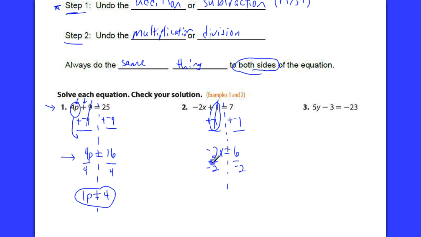All right, there's negative 2 divided by negative 2. That's your 1 right there. There's x. All right, and 6 divided by negative 2. 6 divided by negative 2 is negative 3. There it is, right there.